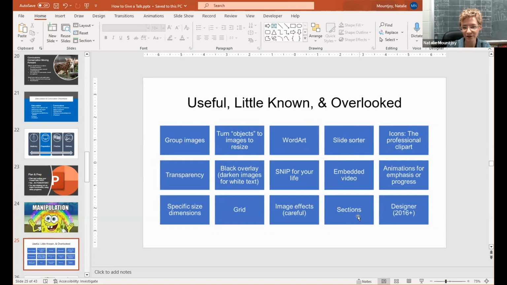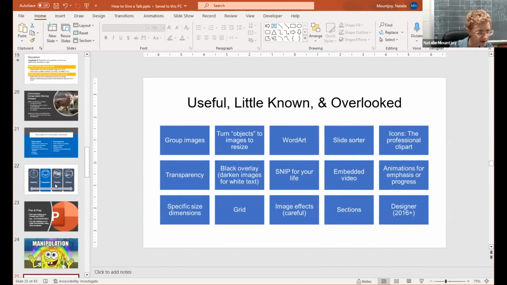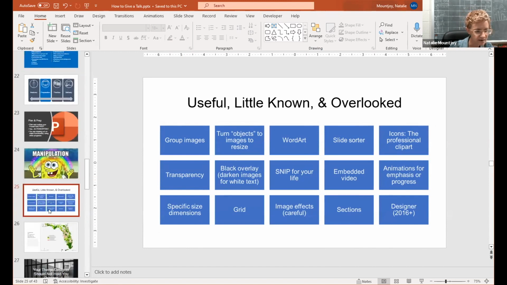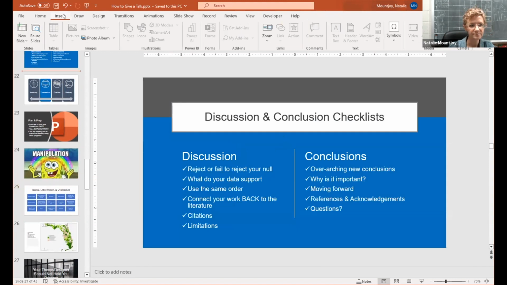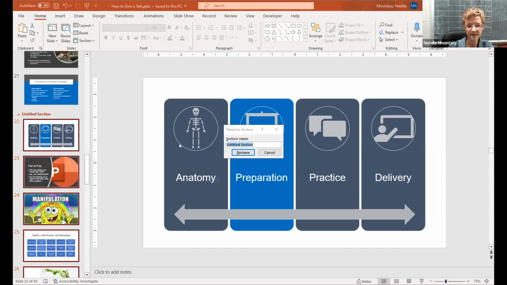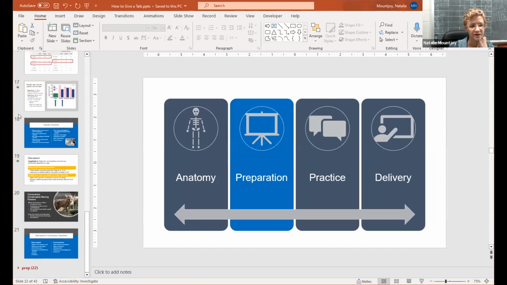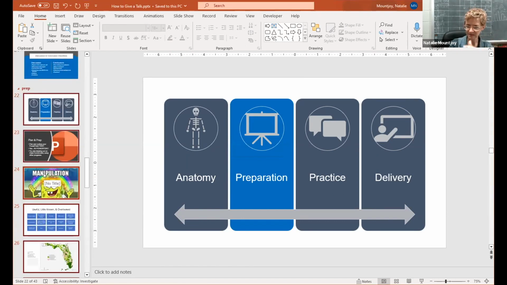Sections is something that I love and I use a lot. You can come over anywhere you want. Let's say I'm going to have a new section right here, because it's my new prep section. You just go home, add section, and then you can title this, let's call it prep. Now you can collapse that section or expand that section. It helps you focus and keep things arranged like you need to.